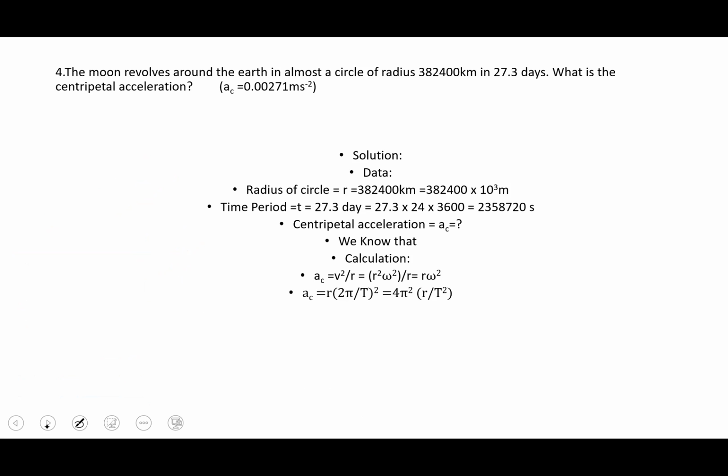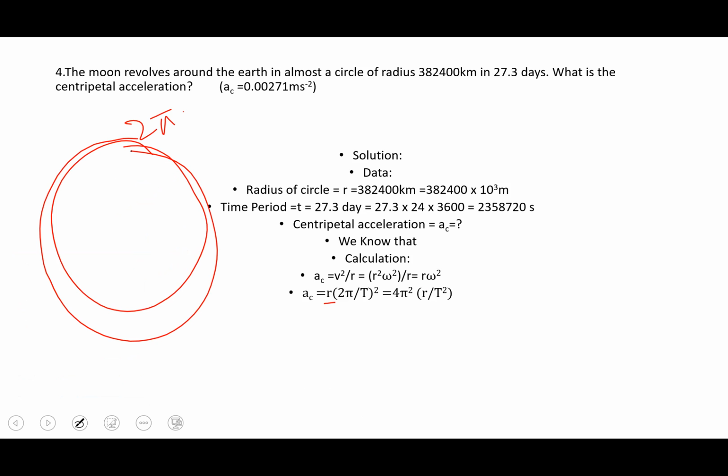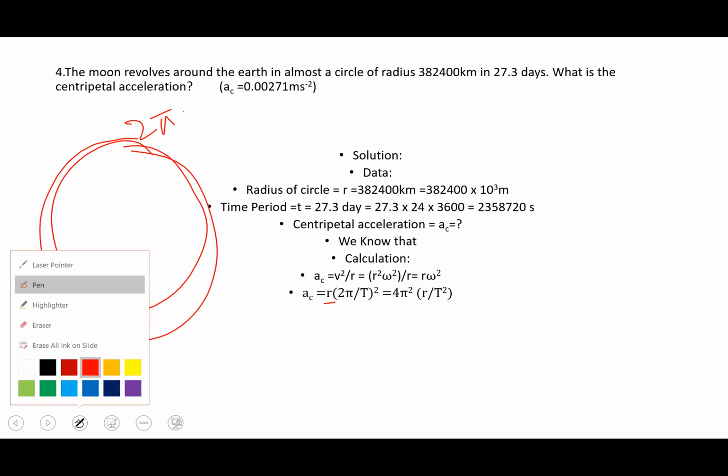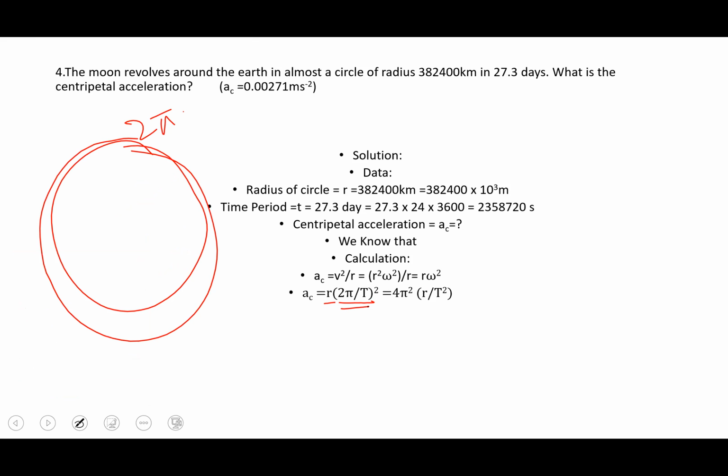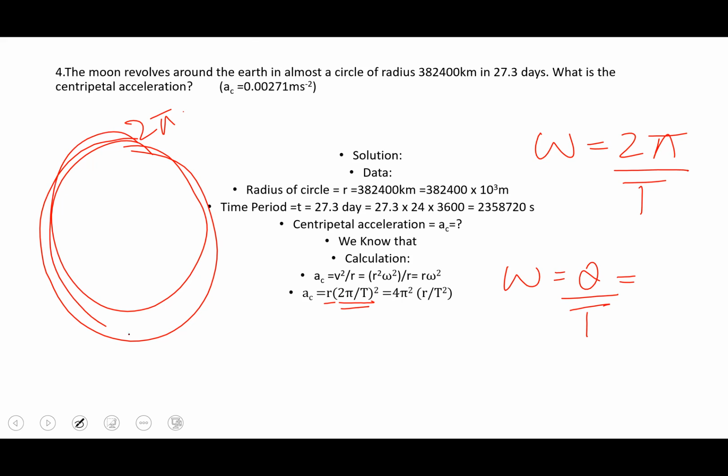AC is equal to R into 2 pi over T, because it takes a whole round trip. The circumference is 2 pi, and the time period given is 27.3 days to rotate and cover the orbit around the earth. That is why 2 pi is given, and omega is equal to 2 pi over T. So how is it possible that omega is equal to 2 pi over T? Actually, omega is equal to theta over T, angular displacement over T. How much is the angular displacement? That is the total circular motion. That is why the value of theta is given to us as 2 pi, and the value of T is given as well.